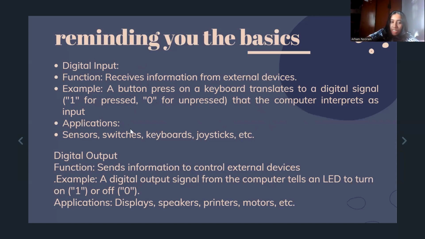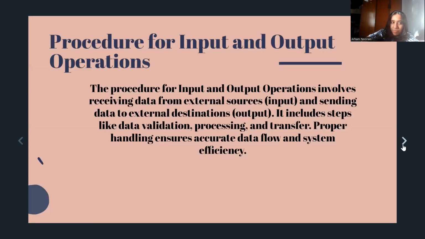Digital output function sends information to control external devices. For example, a digital output signal from a computer tells an LED to turn on, that is 1, or off, that is 0. Applications include displays, speakers, printers, motors, etc.